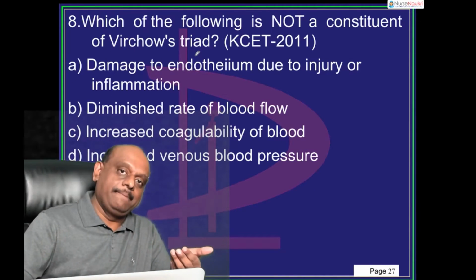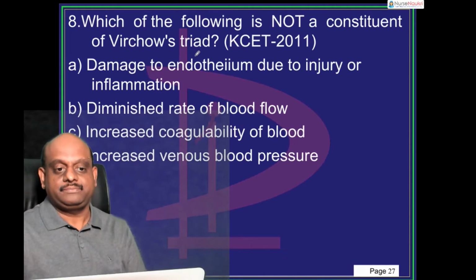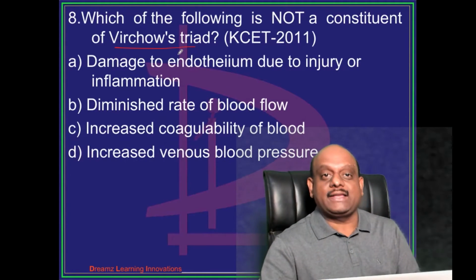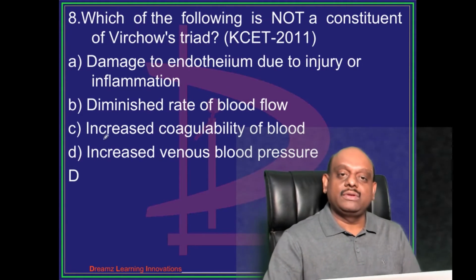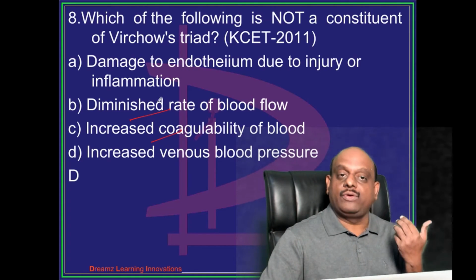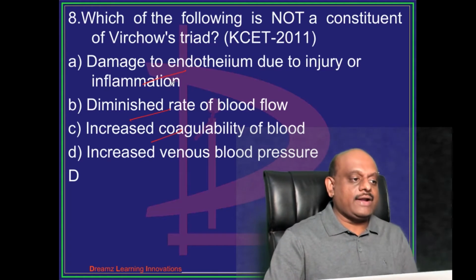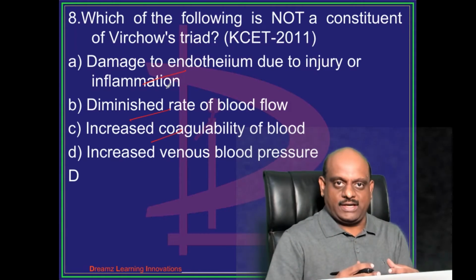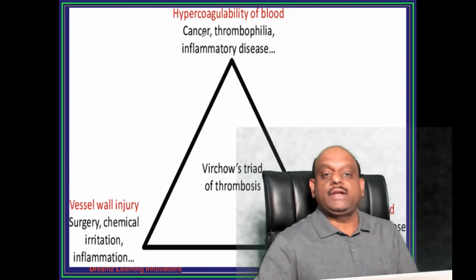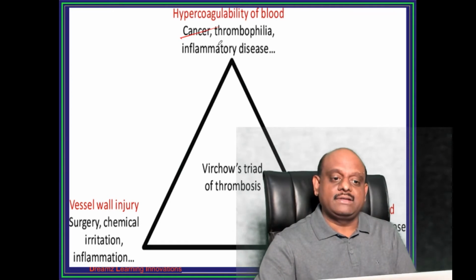who discovered the process of phagocytosis, which is not a component of Virchow's triad. All of you know that an increased coagulability, diminished blood flow, and a damage to the endothelium, they are the triad of the villains that come together to lead to the development of the thrombosis, is what you need to remember. So cancer is a hypercoagulable condition.